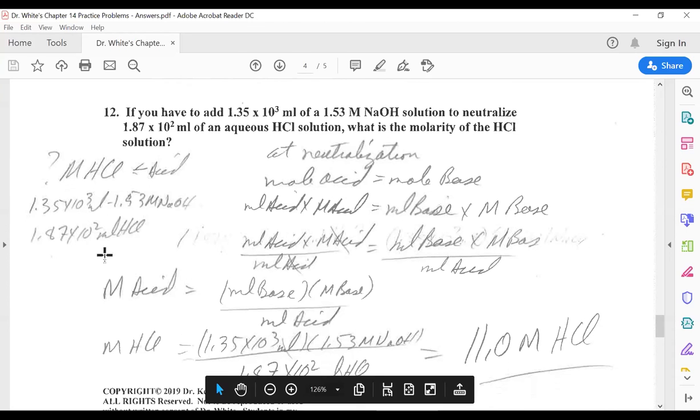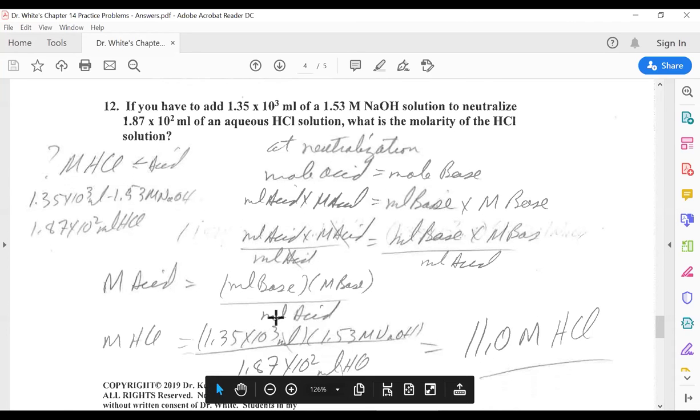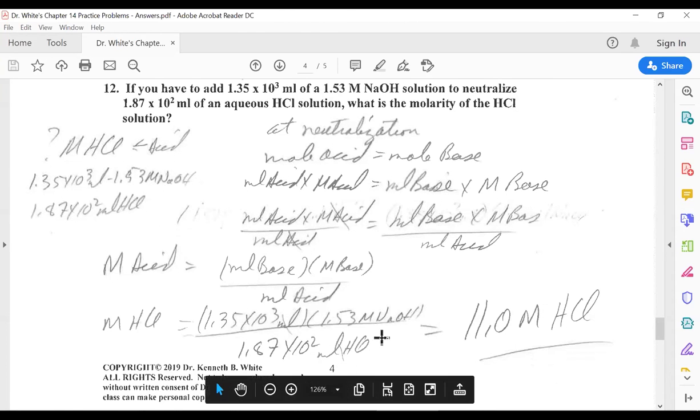If we look up here, what's the milliliters of the base? This, because NaOH is your base. What's the molarity of the base? This. And therefore, final thing to put in, what's the milliliters of acid? Remember, HCl is an acid, it is this. Milliliters cancel out, we're left with molarity, which is the unit we want, but it'll actually be molarity of acid.